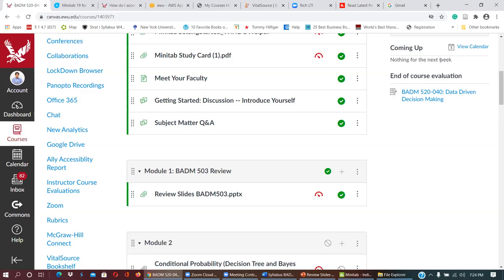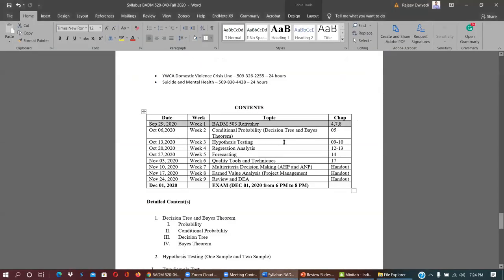For preparing for next week, let me open the syllabus. Please read chapter number 5, which is important for next week's class. Chapter 5 covers conditional probability, decision tree, and the Bayes theorem. So please read chapter number 5 for that. And just practice some examples from chapters 4, 7, 8 to brush up your knowledge and get some hands-on practice with Minitab. So for next week, chapter 5, please read before class.